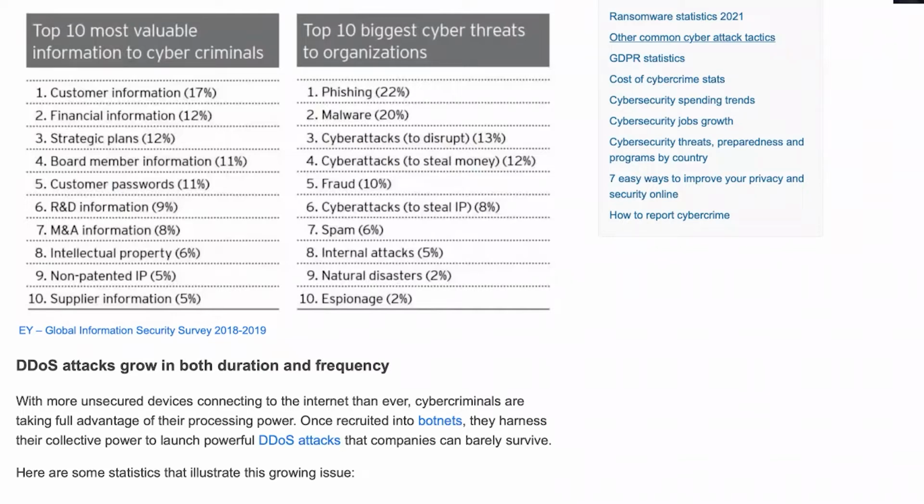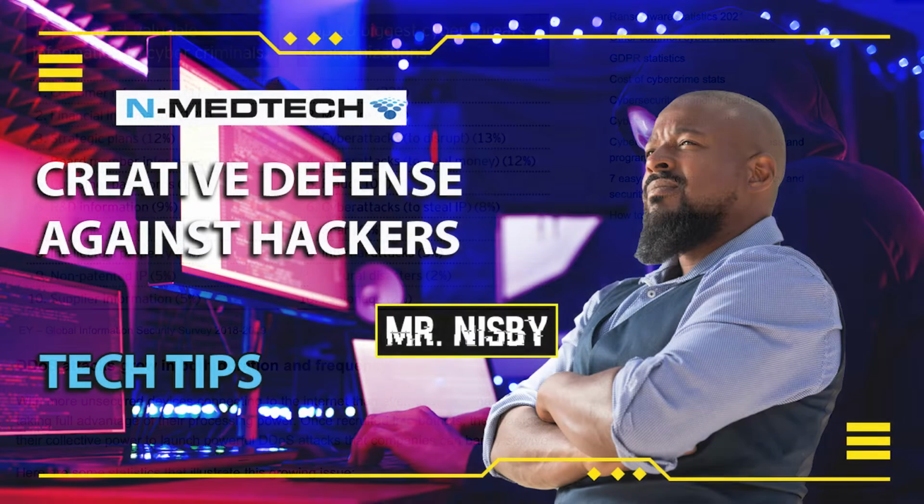Top 10 biggest cyber threats to organizations. 1, phishing. 2, malware. 3, cyber attacks to disrupt. 4, cyber attacks to steal money. 5, fraud. 6, cyber attacks to steal IP. 7, spam. 8, internal attacks. 9, natural disasters. 10, espionage.